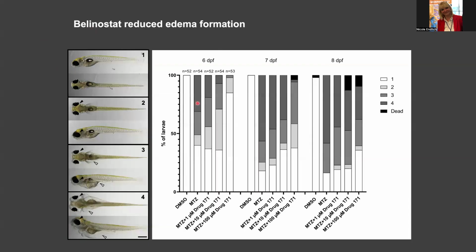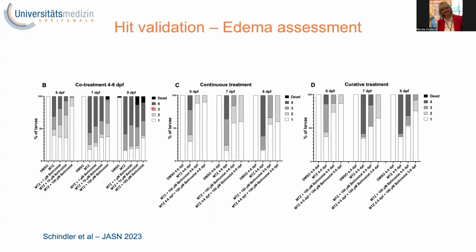What you can see here is that with the empty set, you have really a lot of animals with different stages of edema formation. And if you use, for example, a specific drug, labeled here with 171, you have a strong reduction. We have done this measurement under different conditions: co-treatment, continuous treatment, curative treatment. You can do everything you like. And we have found that belinostat is one of our top hits. We have found more than 10 hits, and we are now working on the validation process.